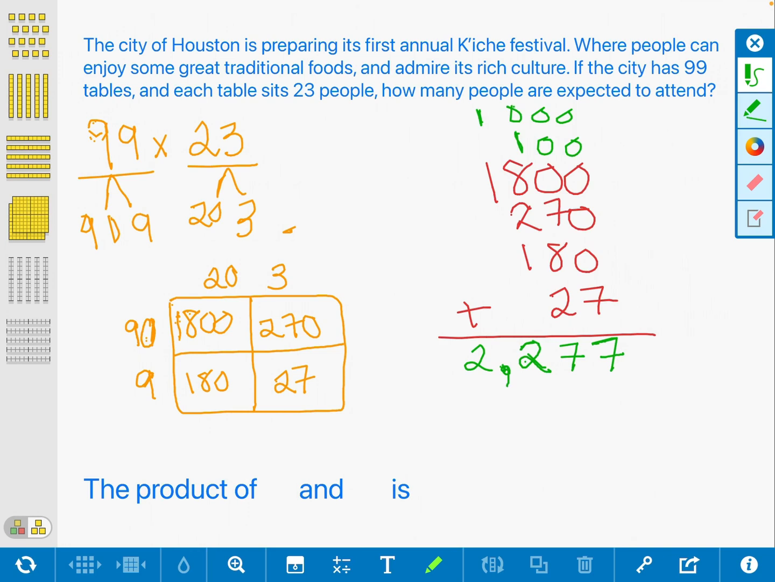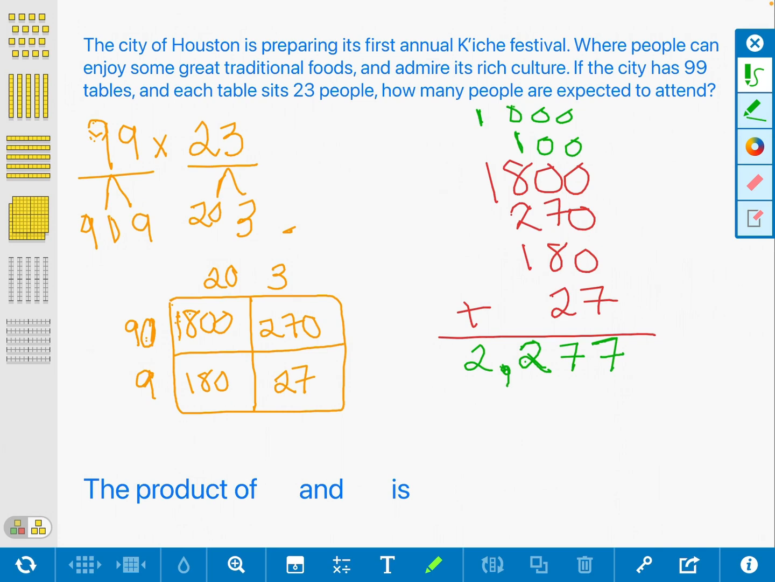So our answer is 2,277. So the city of Houston expects 2,277 people to attend the festival.